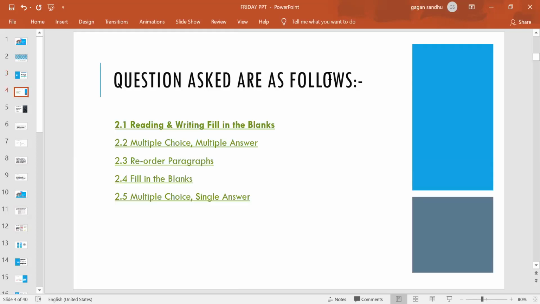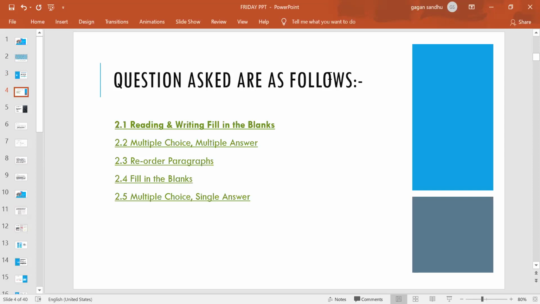So here are the question types: reading and writing, filling in the blanks. This is one of the most important questions. I told you there are 4 item types which are most important, and this is one of those 4, right? This will give you around 20 to 25 marks in your total count, which is actually a huge number.